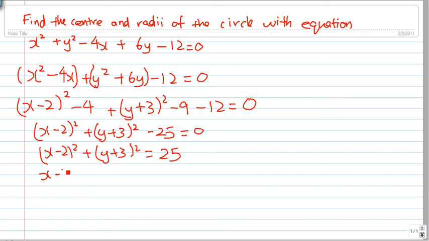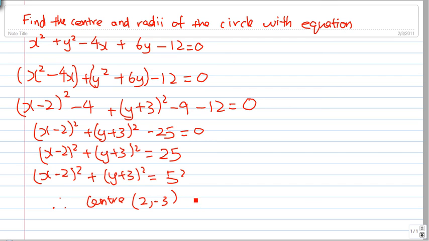Then I get x minus 2 squared plus y plus 3 squared equals 5 squared. Therefore, the center of the circle is (2, minus 3), and the radius is equal to 5.